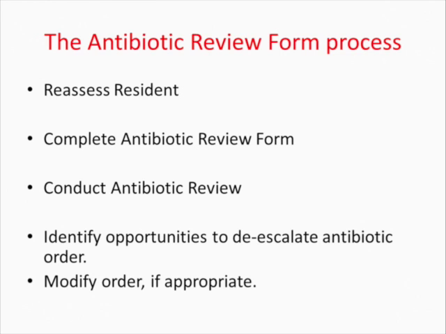And now we will talk about examples to illustrate how this form is used in practice. It may help to have a copy of the Antibiotic Review Form in front of you for reference as we work through our examples. As a review, the basic steps of the OASIS intervention antibiotic review process are reassess the resident, complete the antibiotic review form, conduct the antibiotic review, identify opportunities to de-escalate the antibiotic order, and modify the order if appropriate.